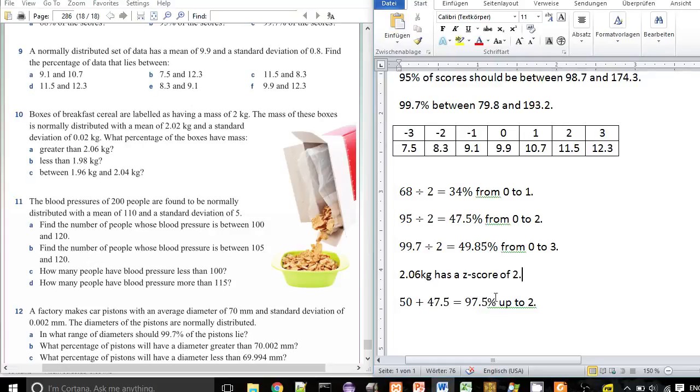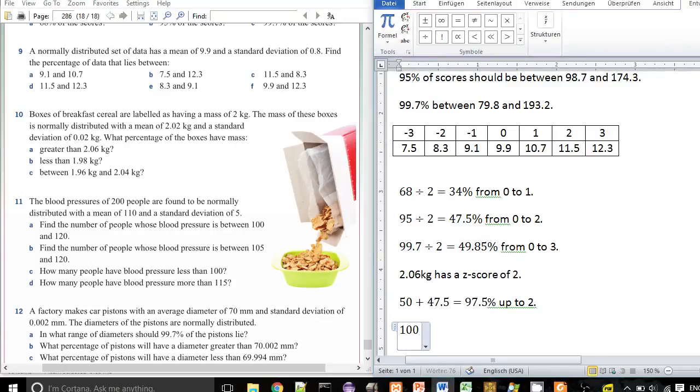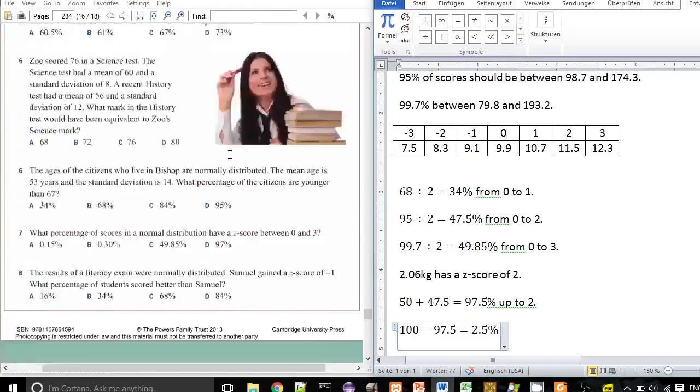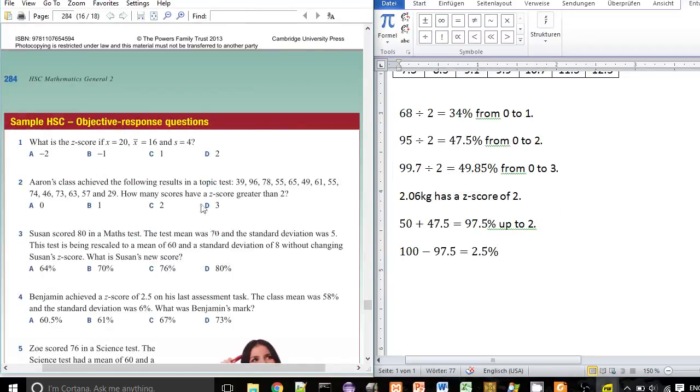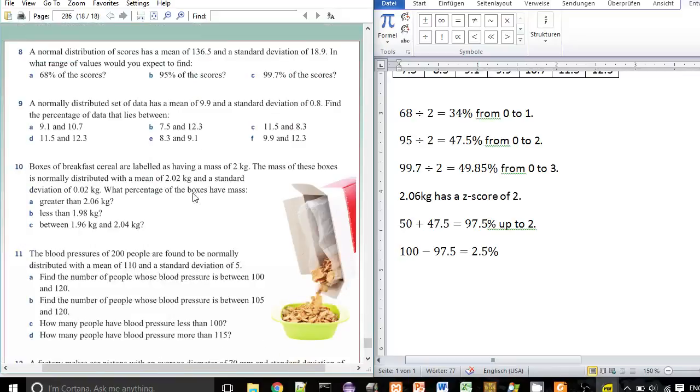So the answer to this first one is what's left over from that. So it's 100 minus 97.5, which is 2.5%. Again, I think it's easier if you know that it's above 2. Above here, you just add 2.35 plus 0.15. If you add that, you'll get 2.5%. Alright. Let's see. Less than 1.98.